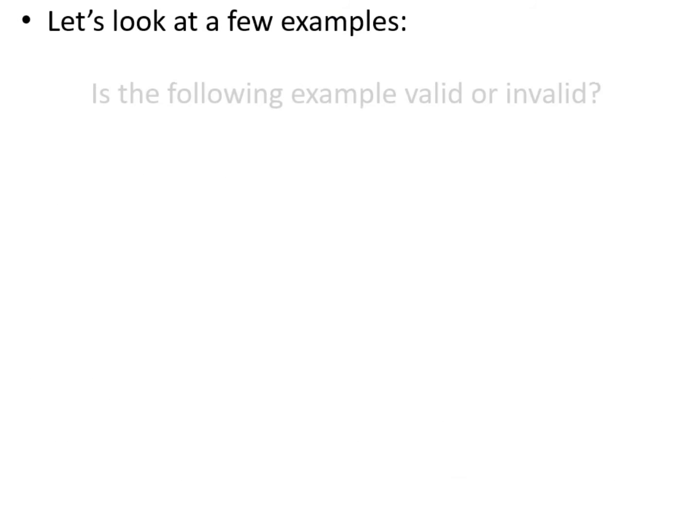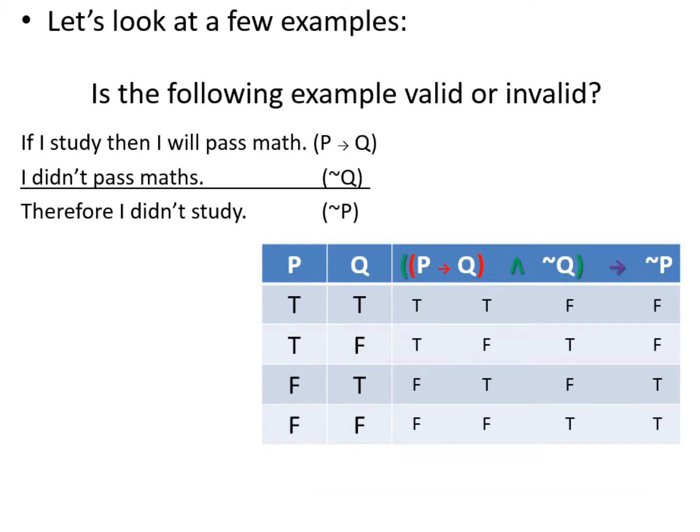So, looking at a few examples, just have a quick guess. Is the following example valid or invalid? If I study, then I will pass math. I didn't pass math, therefore I didn't study. Well, I can tell you that this is a valid argument, and it might seem that there is a possibility of you studying hard and still not passing math. Well, that is fine, and it is perfectly reasonable that that could happen, but it is still perfectly valid for me to suppose that the reason you didn't pass math is because you actually didn't study. So again, we see that the validity of an argument does not imply the truth of it.